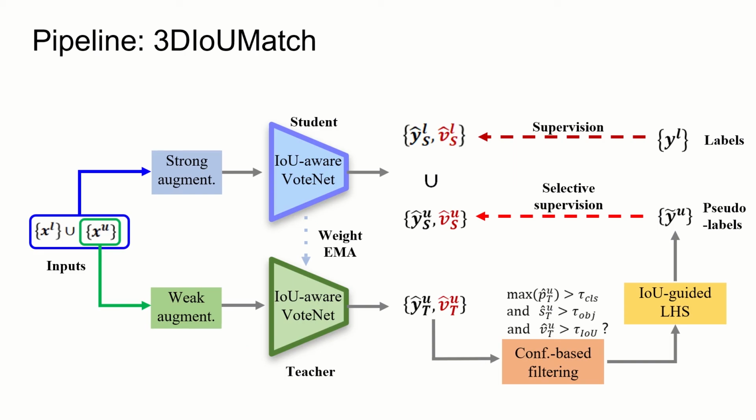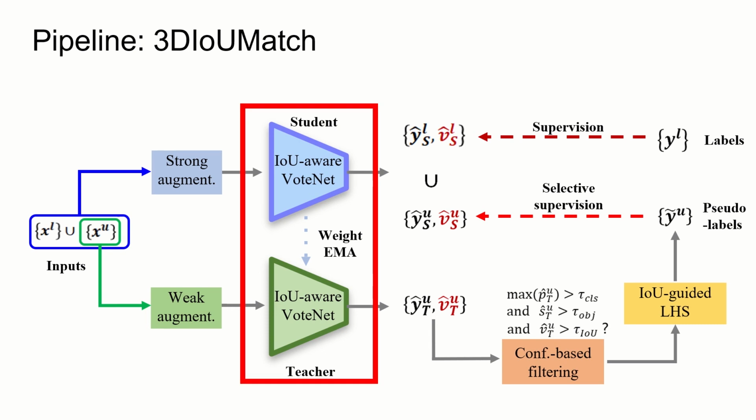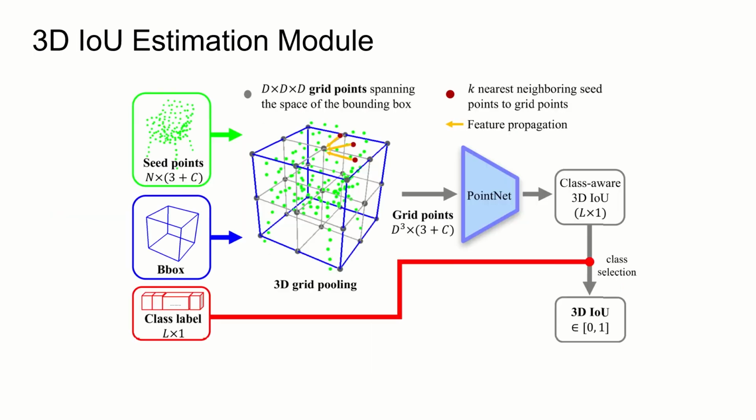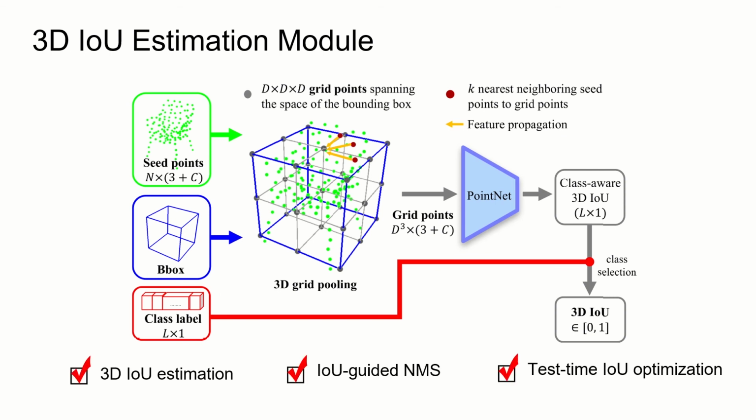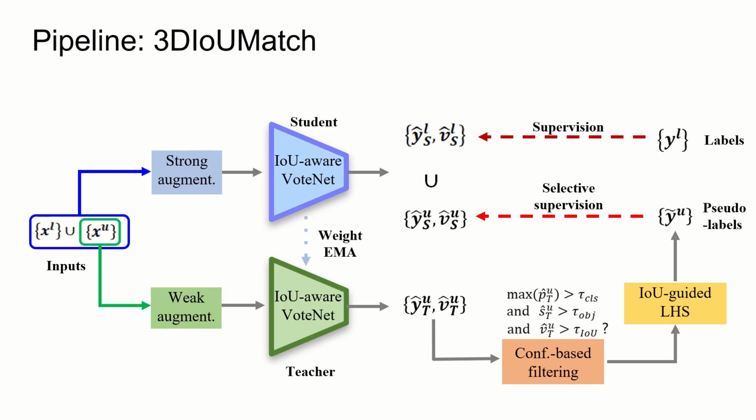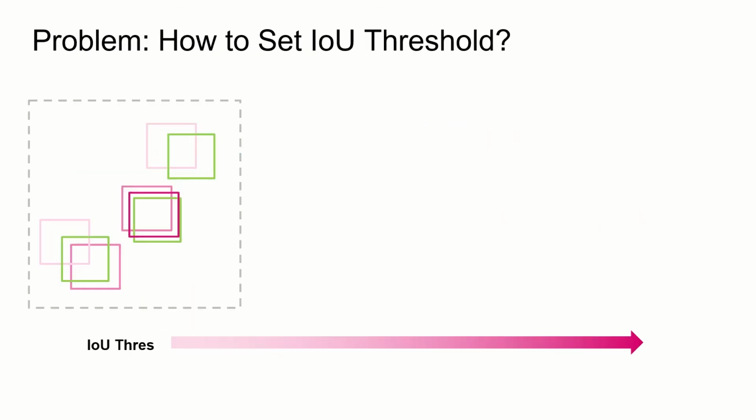Here we show the complete pipeline of our proposed method, 3DIoUMatch. Our IoU-aware VoteNet predicts bounding boxes along with the 3DIoU. We append our newly introduced 3DIoU estimation module to the proposal generation module of VoteNet. This module supports many functions. Now let's delve into pseudo-label filtering.